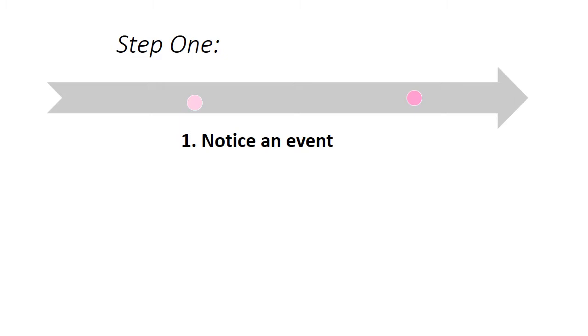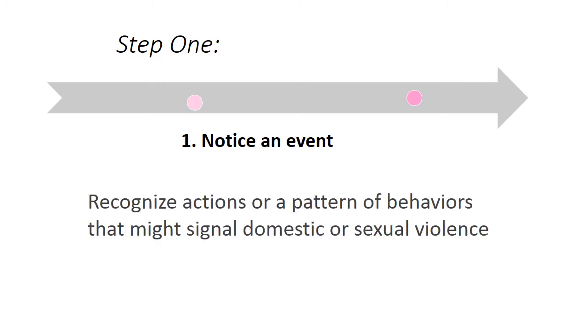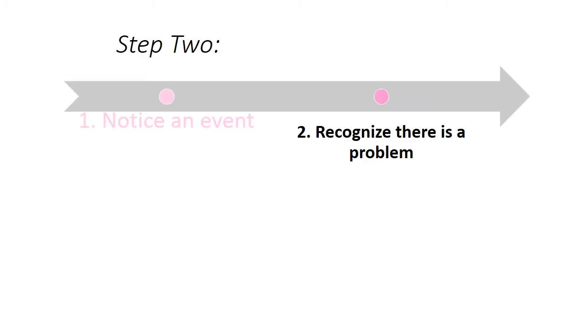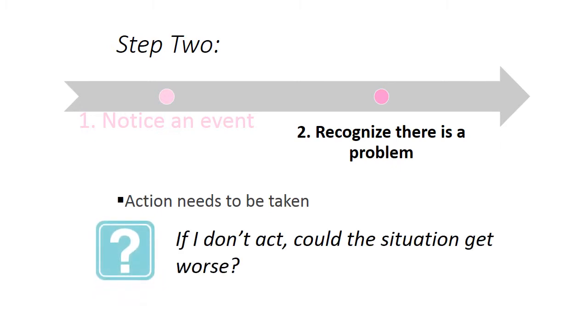In step 1, you might recognize actions or patterns of behavior that indicate someone is perpetrating domestic or sexual violence, or that someone might be a victim of domestic or sexual violence. Next, you decide that action needs to be taken. One thing to consider: if you don't act, would the situation get worse? If the answer is yes, you decide to intervene.